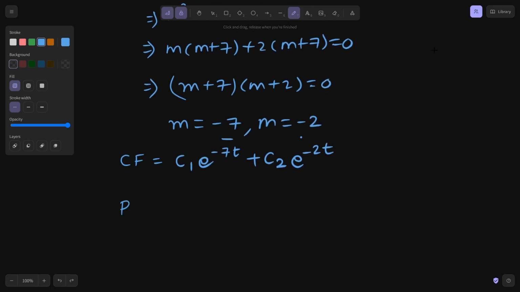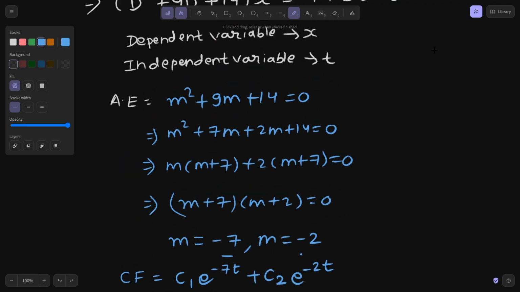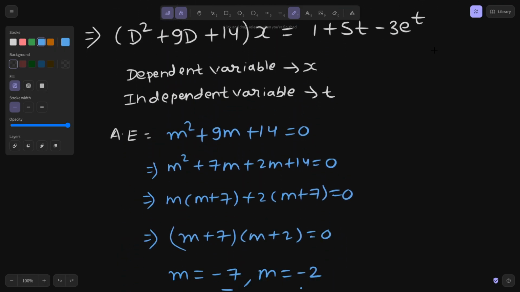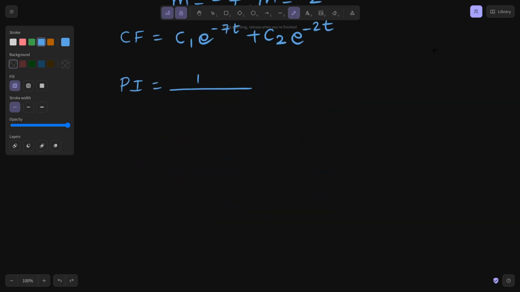What about the particular integral? That will be 1 upon f of D. What is f of D? That is D square plus 9D plus 14.